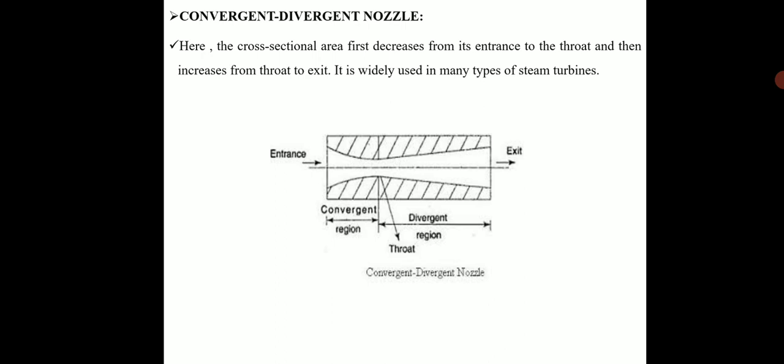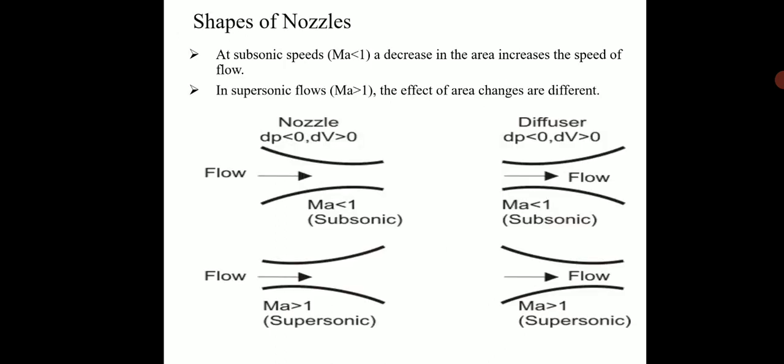The diagram shows the cross sectional area decreasing from the entrance to the throat, and then from the throat to the exit it is increasing. First the convergent, then the divergent, and the center portion which interconnects the convergent and divergent is called the throat. The shapes of the nozzles.